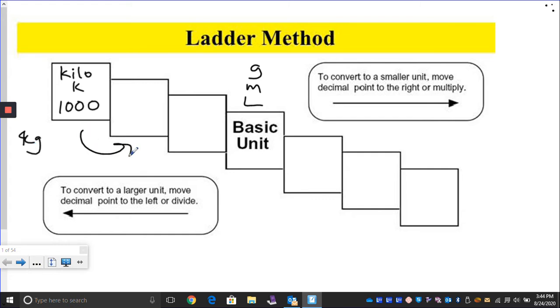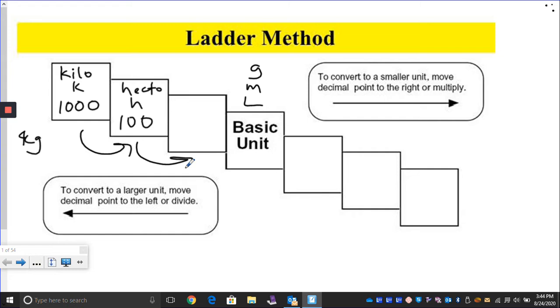Now, every time we go down the ladder, we are going to swing our decimal point one direction to the right. If we do that, we go from kilo to hecto, symbol is H, and that's only 100 grams or 100 meters or 100 liters. A hectogram, a hectometer, or a hectoliter, that's 100 grams, 100 meters, or 100 liters. So you see, each time we move the decimal point, we are dividing by a multiple or factor of 10. We are dividing by 10.